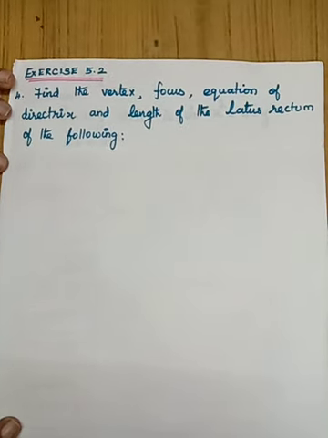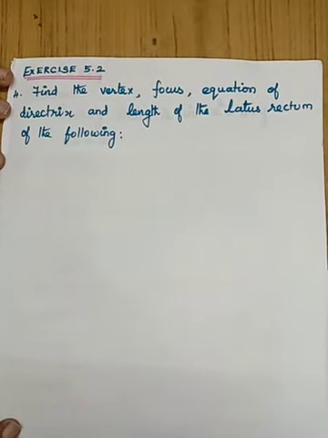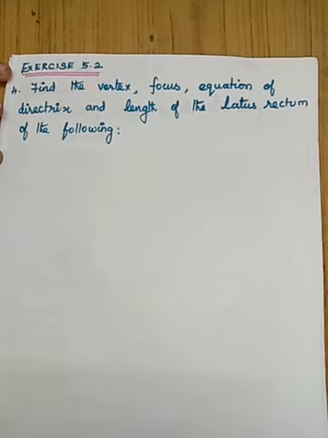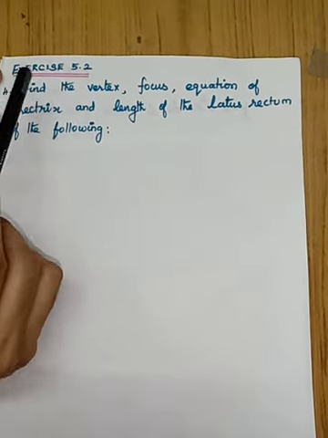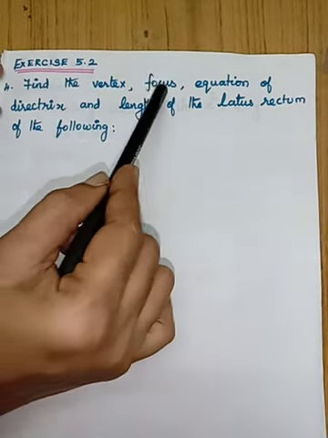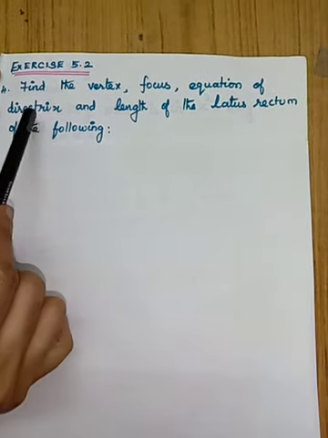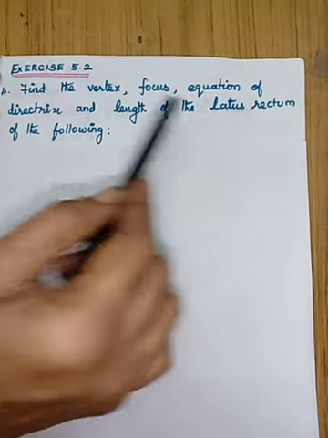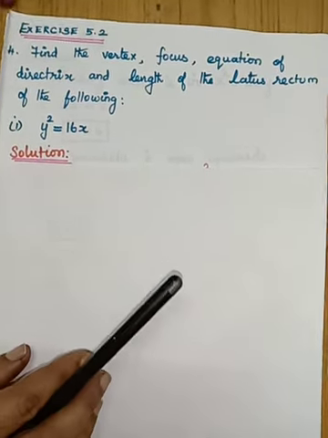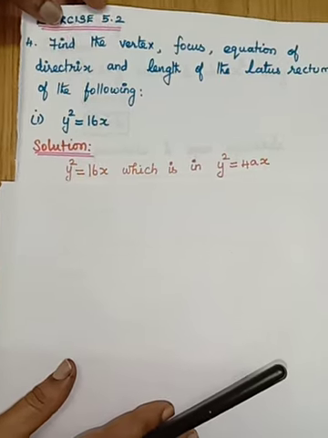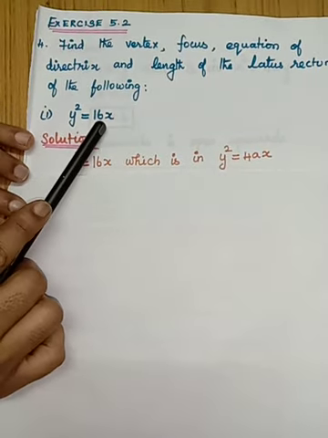Students, today we are going to see the problems in parabola. So exercise 5.2, fourth problem. Find the vertex, focus, equation of directrix and length of latus rectum of the following. So see that the first problem is given y squared is equal to 16x.